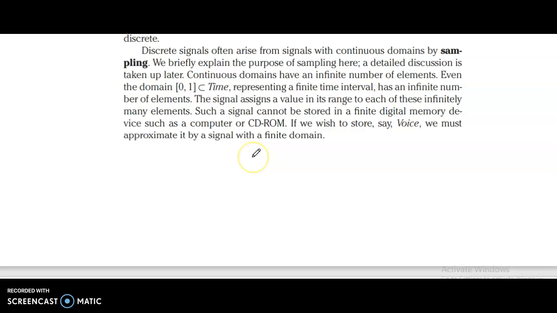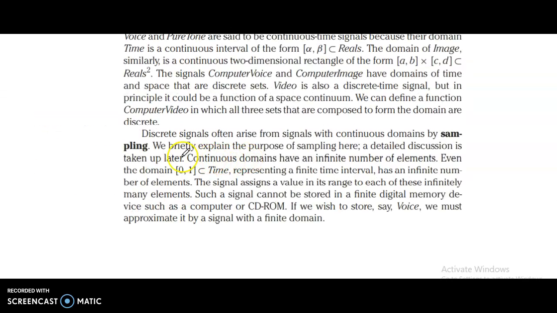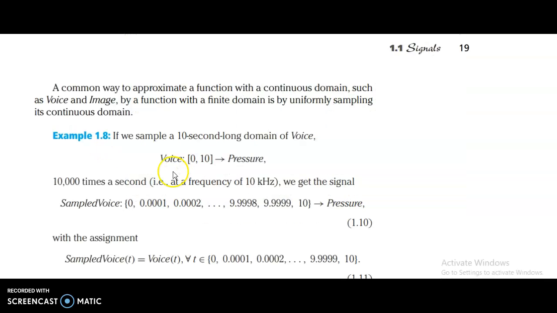Discrete signals and sampling. Discrete signals often arise from signals with a continuous domain by sampling. A common way to approximate a function with a continuous domain, such as voice or an image, by a function with a finite domain is by uniformly sampling its continuous domain.